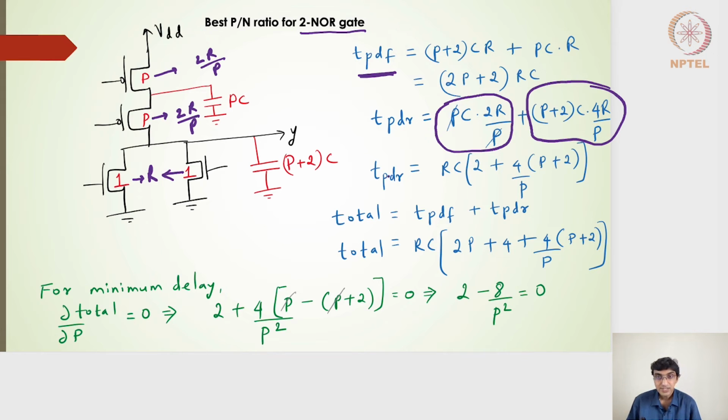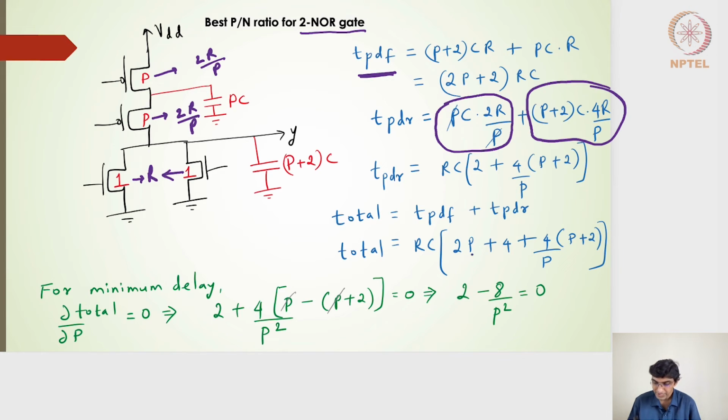Right, so I will get this TPDR and TPDF, and if I do the summation, I will get the total delay in terms of the variable P. So this is my overall expression for the total delay. We need the best P by N ratio. We need the best P here because on the N side I have taken the width as 1. So if I take a derivative with respect to P and then equate it to 0, I should be able to find out the P value.